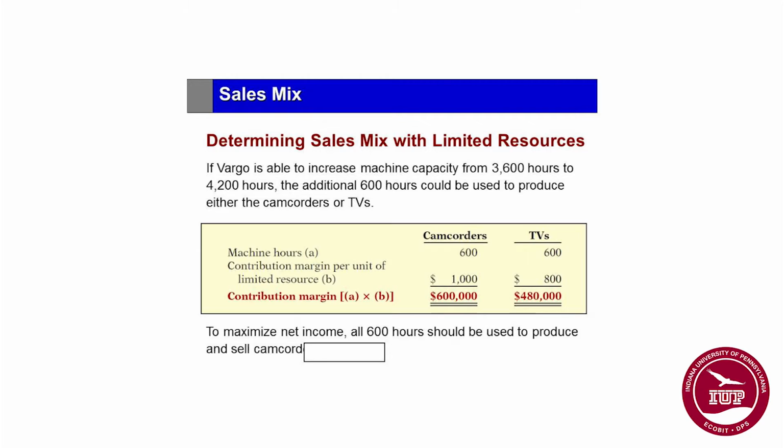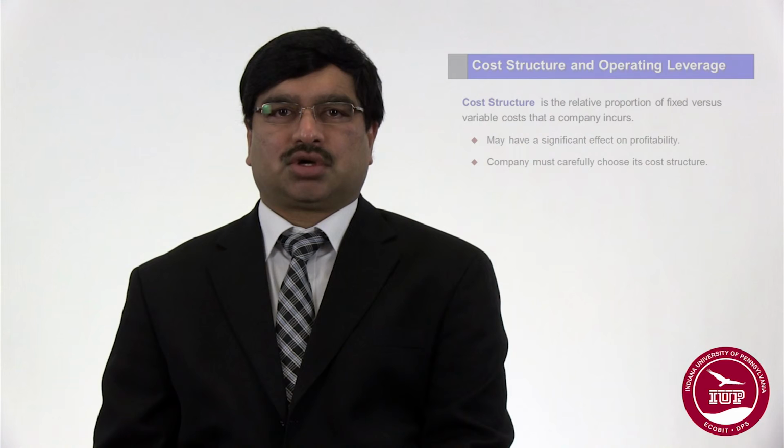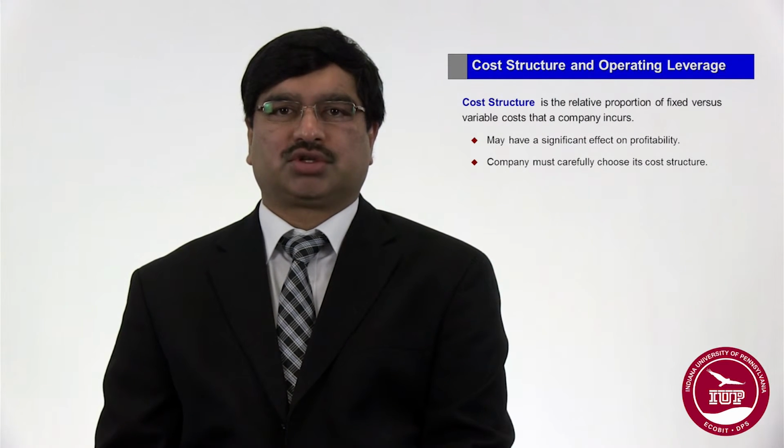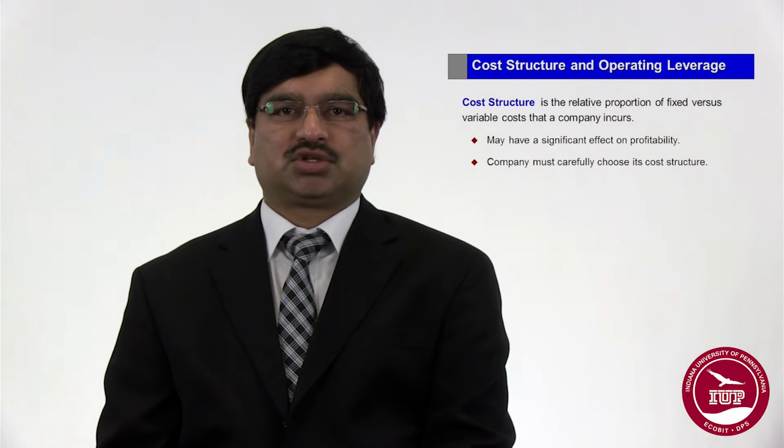resources. Now, we will also look at the impact of the cost structure on cost volume profit analysis. A company must carefully choose its cost structure, because the higher the fixed cost, the more risky it becomes. And that is what is referred to as operating leverage.